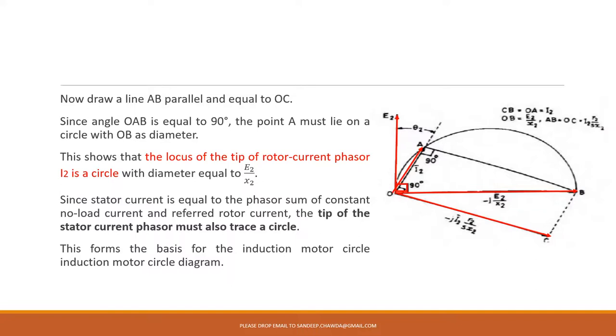So what this is implying is that the locus of the tip of the rotor current phasor is a circle. We have seen the diameter, so it is a circle. Because the rotor current tip is on the circle, the stator current must also lie on a circle. This is basically the basis of the circle diagram, why we call it a circle diagram: the tip of the rotor current lies on the circle.